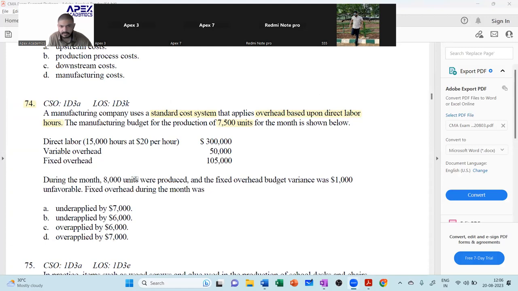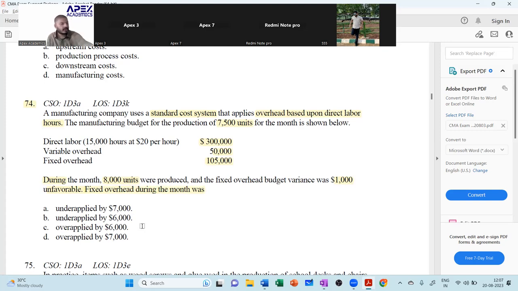During the month, 8,000 units are produced and the fixed overhead budget variance was $1,000 unfavorable. Very interesting. Direct labor hours are 15,000 hours at the rate of 20 per hour. It takes you 3 lakhs of direct labor, 50,000 of variable, and 1,05,000 of fixed overheads. Fixed overhead during the month is how much?